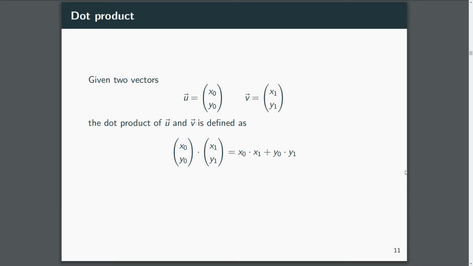The dot product is one of the operations you will probably use a lot in geometry. So given 2 vectors, we define the dot product as the termwise product, or the sum of the termwise products. So we have x0 times x1 plus y0 times y1. And if this was a 3D vector, you would continue with z0 times z1 and add that.